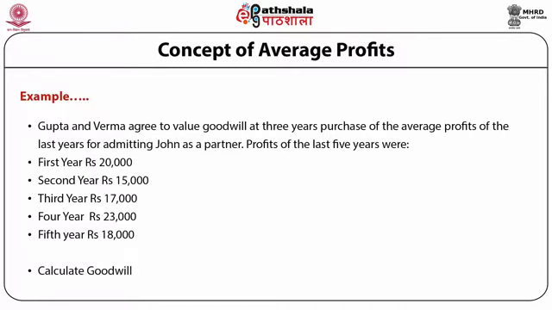An example for calculating goodwill with the help of average profit is given here. Gupta and Verma agreed to value goodwill at 3 years purchase of the average profit of the last 5 years for admitting John as a partner. Profit for last 5 years are: first year rupees 20,000, second year 15,000, third year 17,000, fourth year 23,000, fifth year 18,000. Now we have to calculate the value of goodwill, and this information provides that the goodwill will be 3 years purchase of average profit.